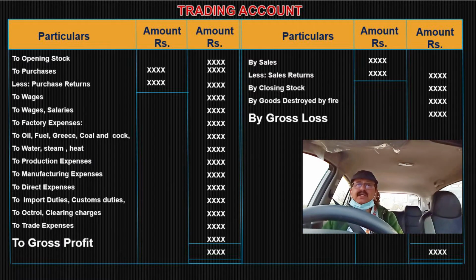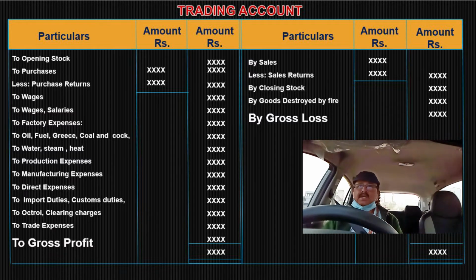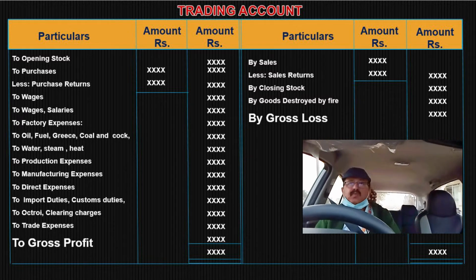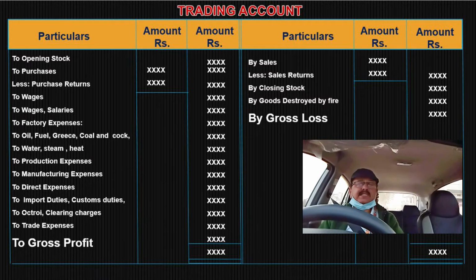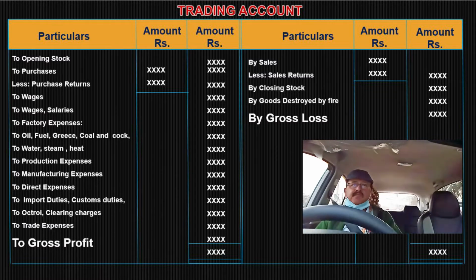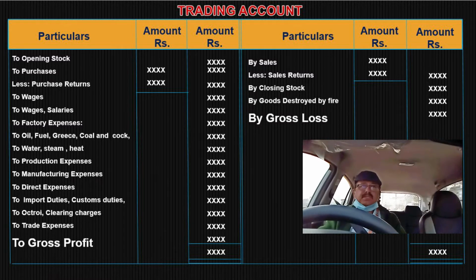Then after that, on the credit side, one more item you have to show, that is known as closing stock. Closing stock should be shown on the credit side of the trading account. Then remaining expenditures, what expenditures we should record on the debit side? After the purchase adjustments, we have to write direct expenditures. Direct expenditures means customs duties, clearing charges, freight, carriage, those things.